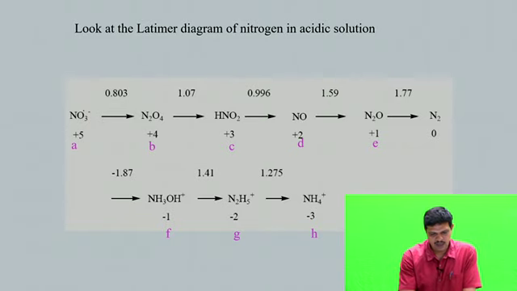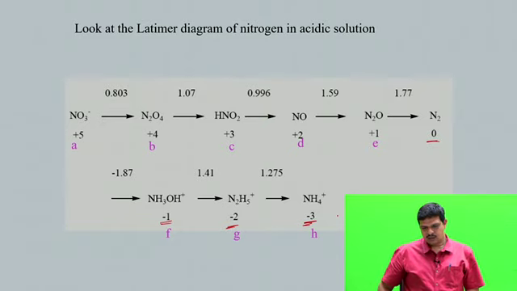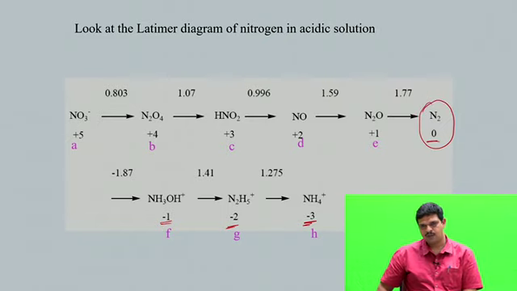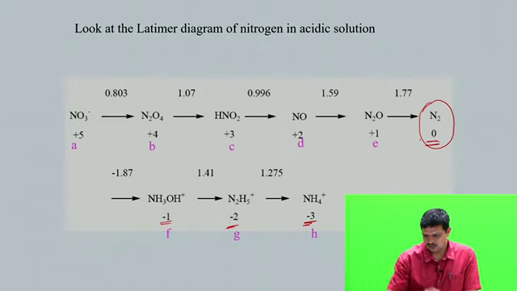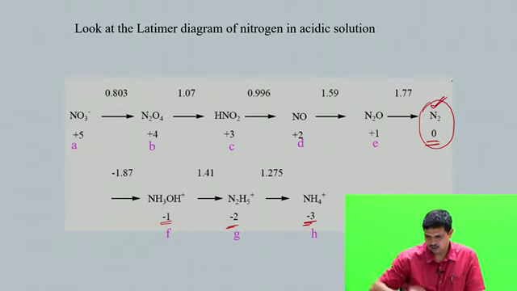Like here, NO3 minus. The oxidation state of nitrogen is +5, N2O4 +4, here it is +3, +2, +1, this is 0, this is -1, -2 and -3, formal oxidation state -3. Second, you have to see which is the species with 0 oxidation state. For nitrogen, this is the 0 oxidation state.